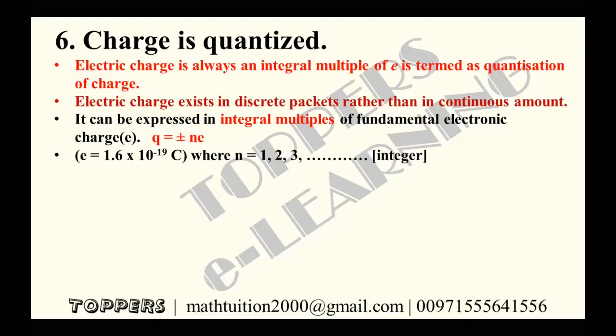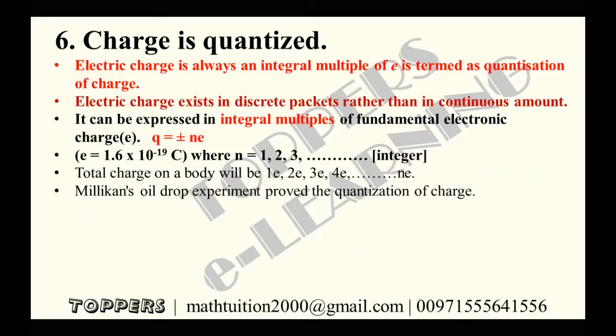Gain or loss? If gain, it is negative; if loss, it is positive. That's all. So simple. So the total charge on a body will be 1e, 2e, 3e, 4e, etc. Or generally we can say ne, where e can be positive e or negative e. So generally we can say Q equals plus or minus ne. This was proved by Millikan's oil drop experiment.